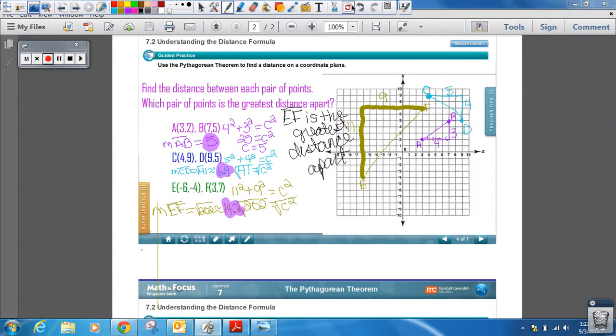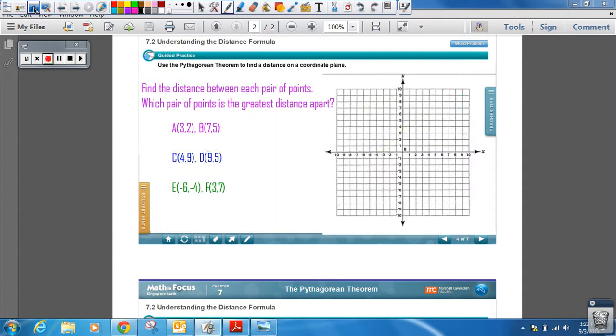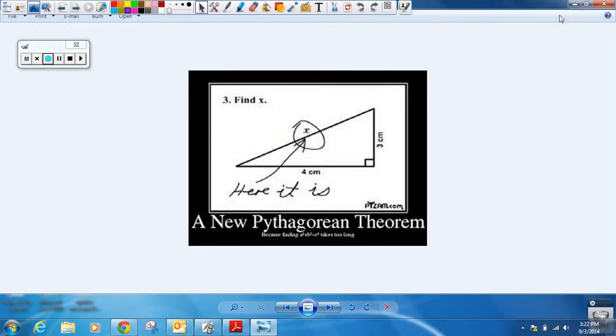Okay, I don't know about you, but I need a little break here. So, if I can figure this out, I do have a joke for you here after all of that. Pythagorean theorem, a new Pythagorean theorem, find x. It is here. Because, I think it says because using a squared plus b squared equals c squared takes too long. And that is true on that last problem we just had.